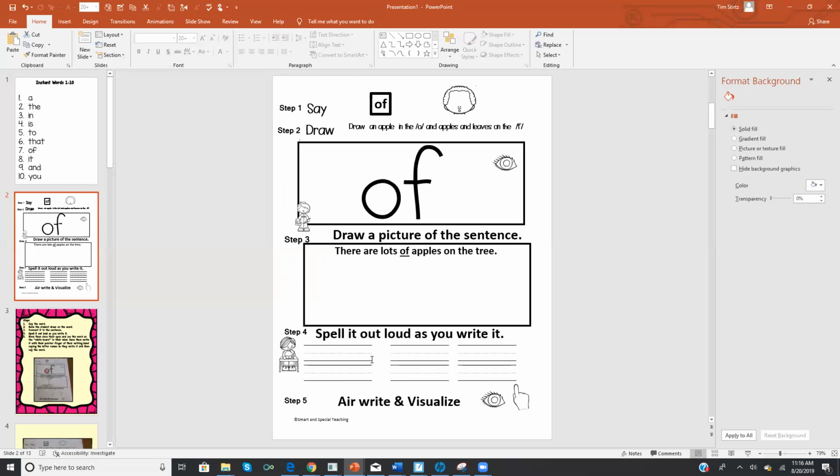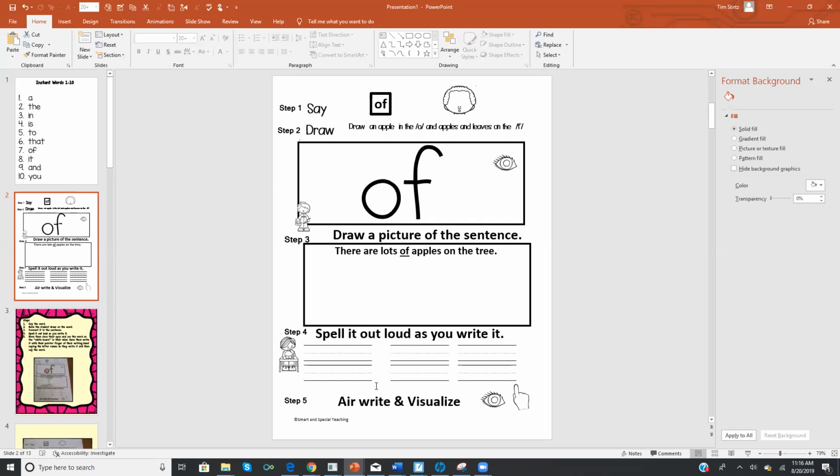So O-F. If your student struggles with writing in these lines, have them write it in their sand tray or any way that they can write it with their finger. They could do it on an iPad with an iPad app, whatever works. If your student doesn't want to write in these lines, just have them write somewhere. But writing and saying the letters and then saying the word. The last part is really important.